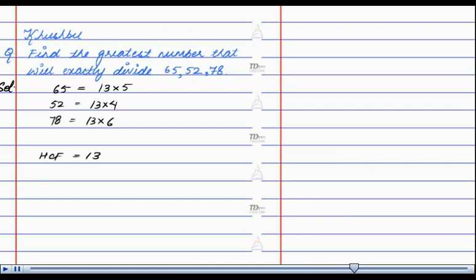So the greatest number that will exactly divide these three numbers is nothing but 13. This is the required solution.